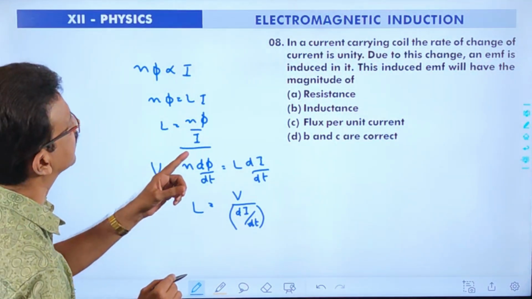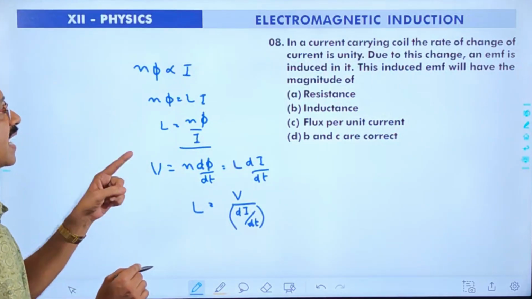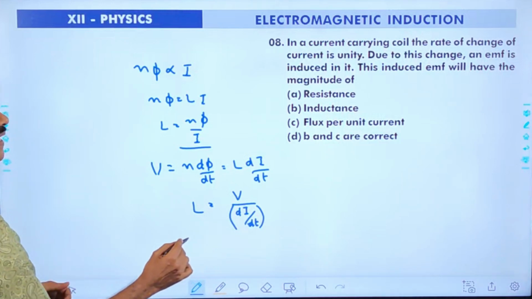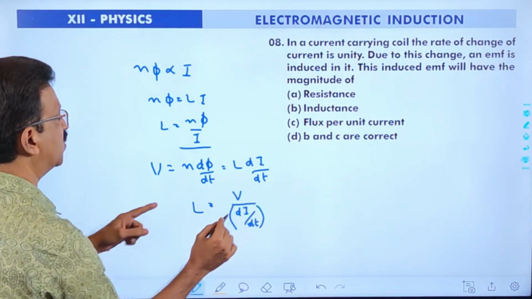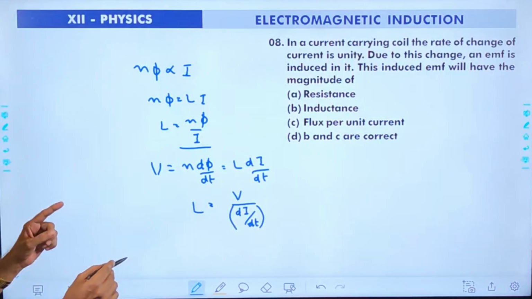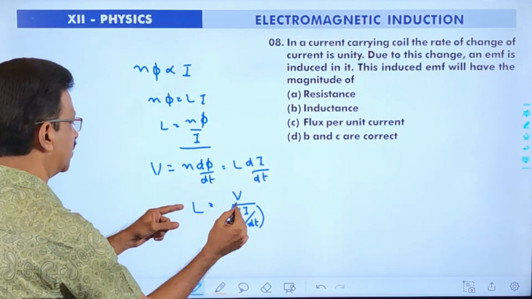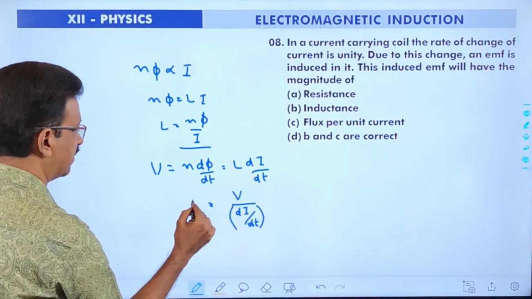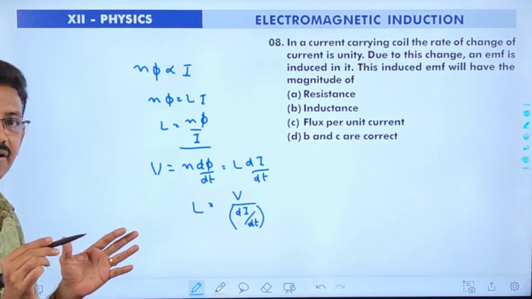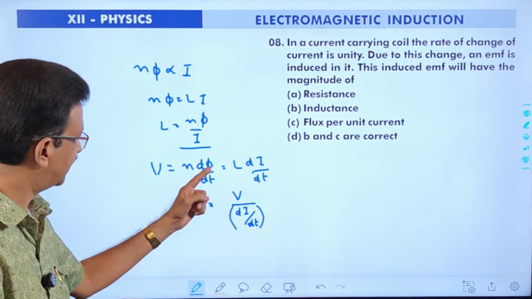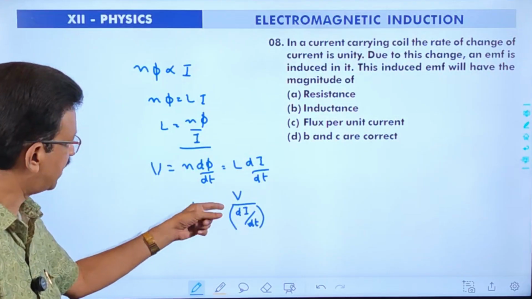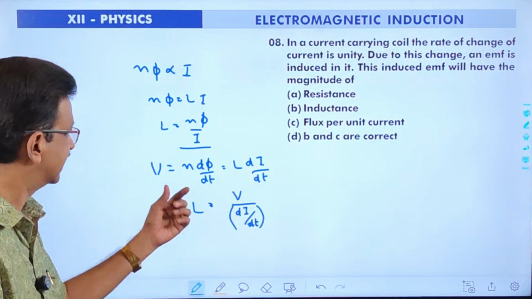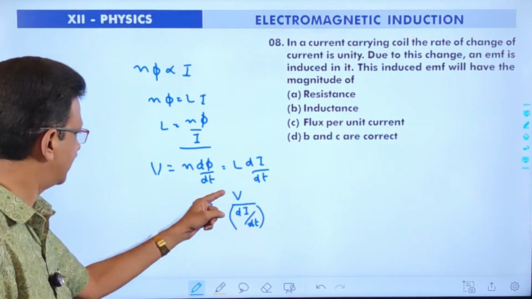Here the question is, in a current carrying coil, the rate of change of current is unity. That is, di by dt is unity. Due to this change, an EMF is induced. This induced EMF will have the magnitude of self-inductance. That is, if di by dt is equal to 1, V will be equal to L. Actually, this is the definition for self-inductance: EMF induced in a circuit because of the flux change caused by the current in the same circuit when the rate of change of current in the same circuit is unity. Therefore, if di by dt is equal to 1, V equal to L.